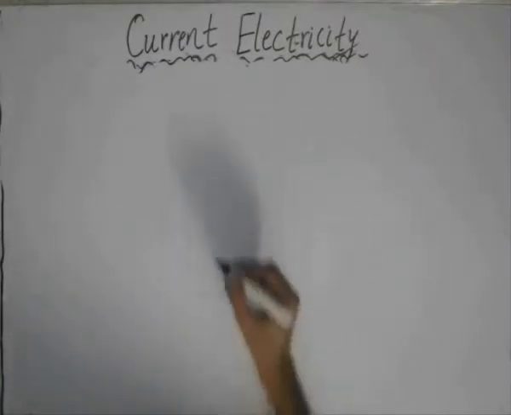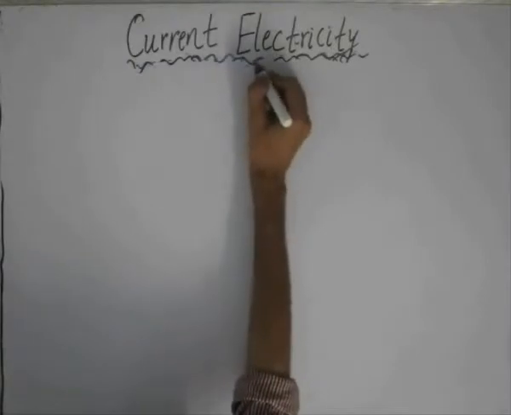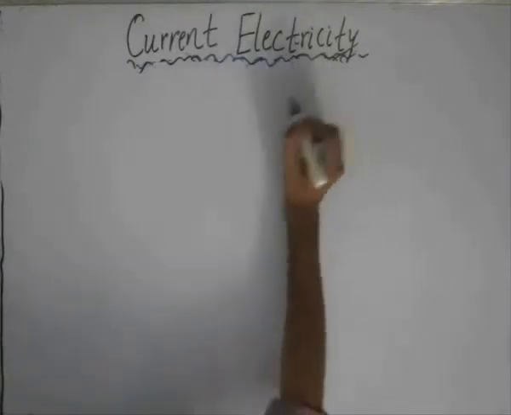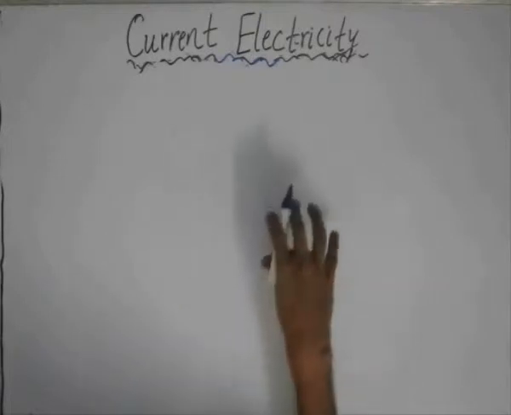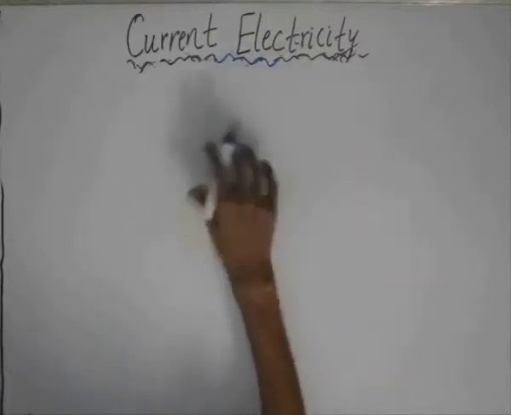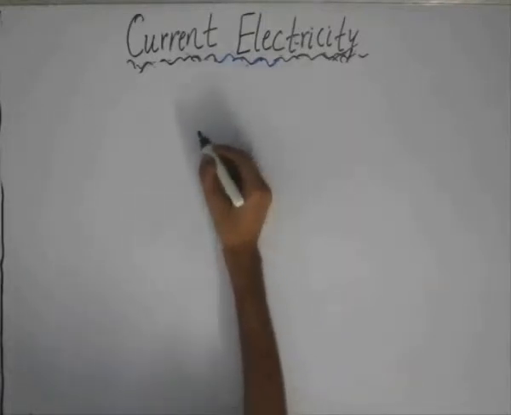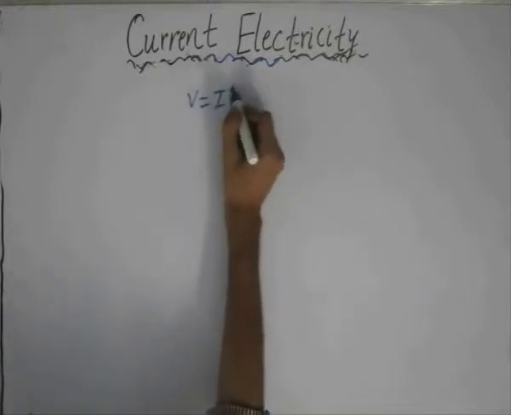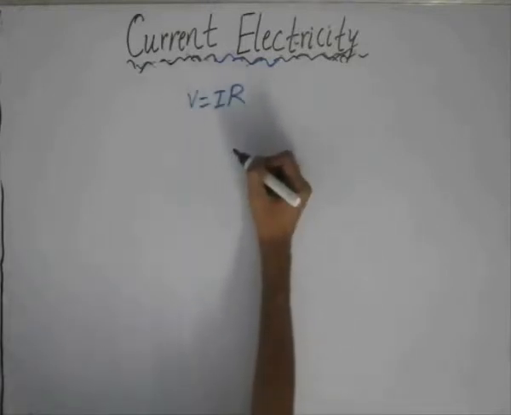Now we have seen Ohm's law, and we know from Ohm's law that it can be used to determine the value of the voltages and currents for a circuit that consists of a resistance R, and the current that is flowing through that resistance R is I. So the voltage across that resistance is given by V equals IR.